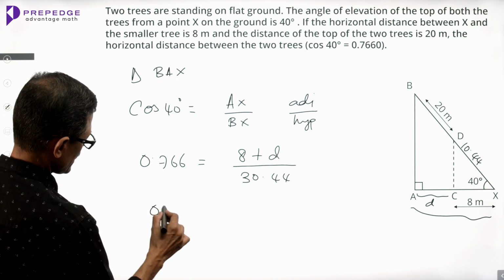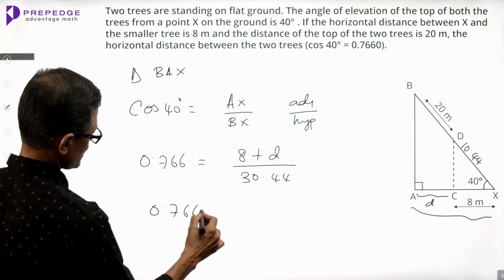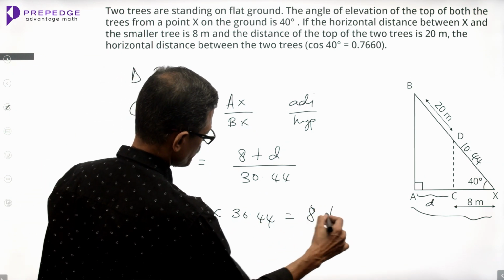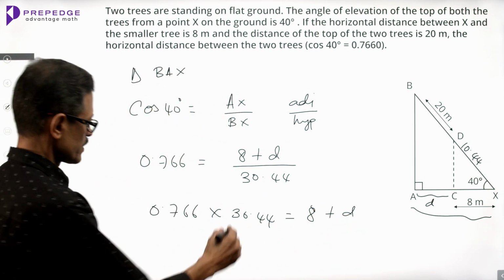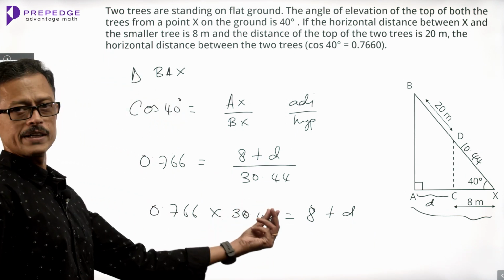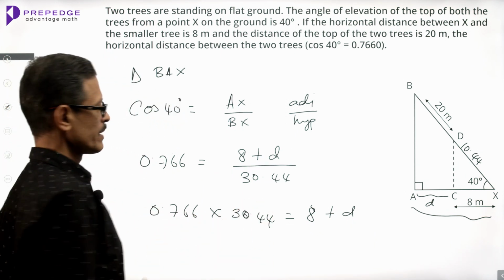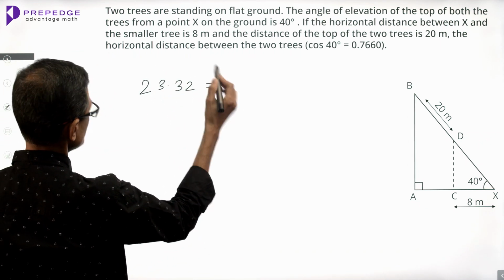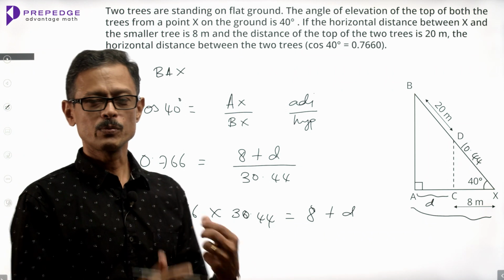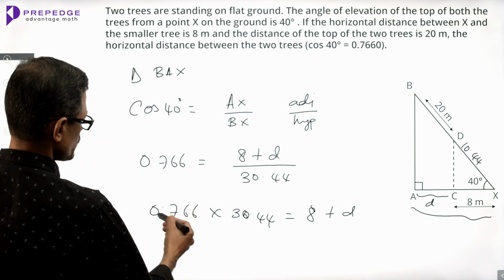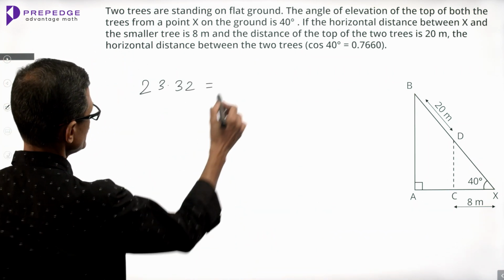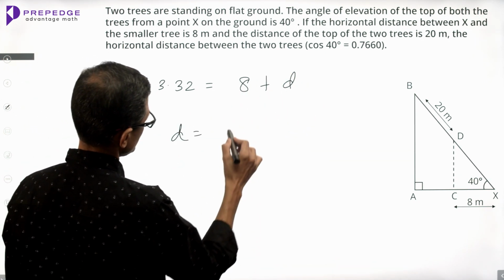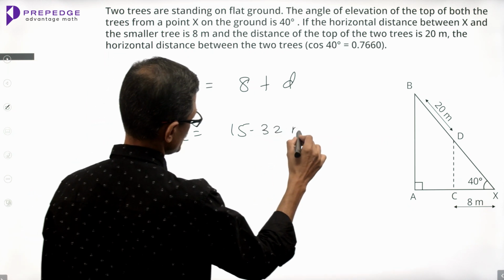Cross multiply. This calculation will take some time. 0.766 into 30.44 is equal to 8 plus d. It's 30.44, not 36. 30.44 into 0.766 comes to 23.32. The reason I am showing this calculation in the video is that it takes more time, so please do it patiently. That's the answer. 23.32 is equal to 8 plus d. So d is equal to 23.32 minus 8, which is equal to 15.32 meters.